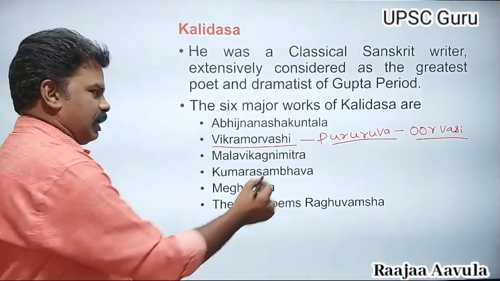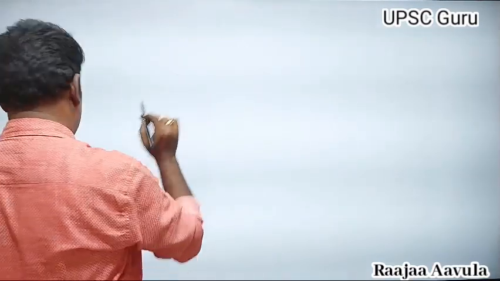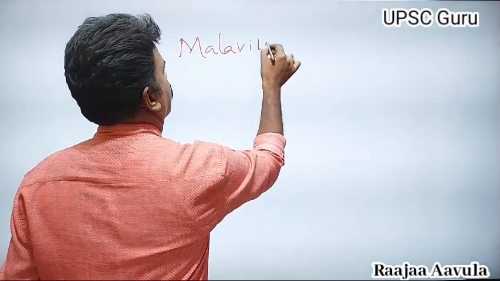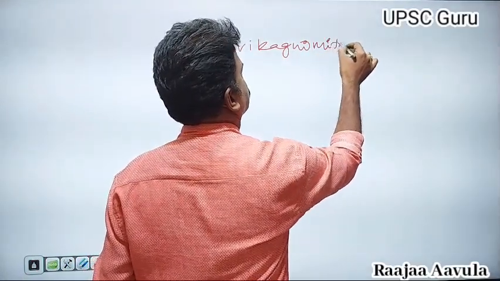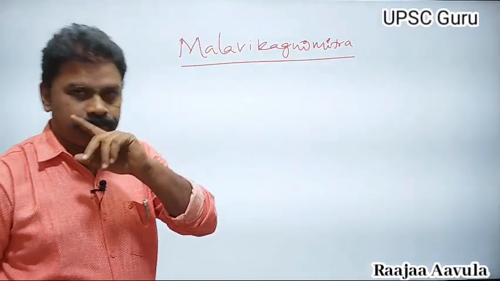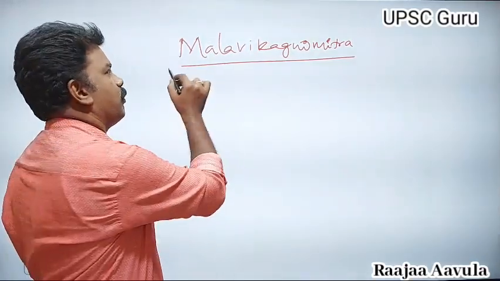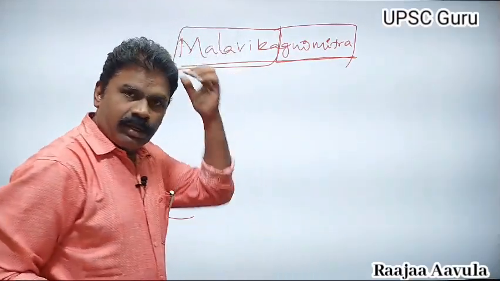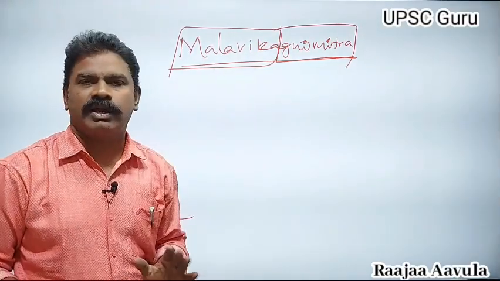Next, Malavikagni-mitra. Another work is Malavikagni-mitra. In the title of this book, there are two names. Malavika, one name. Agnimitra, another name. It is a love story of Malavika and Agnimitra.